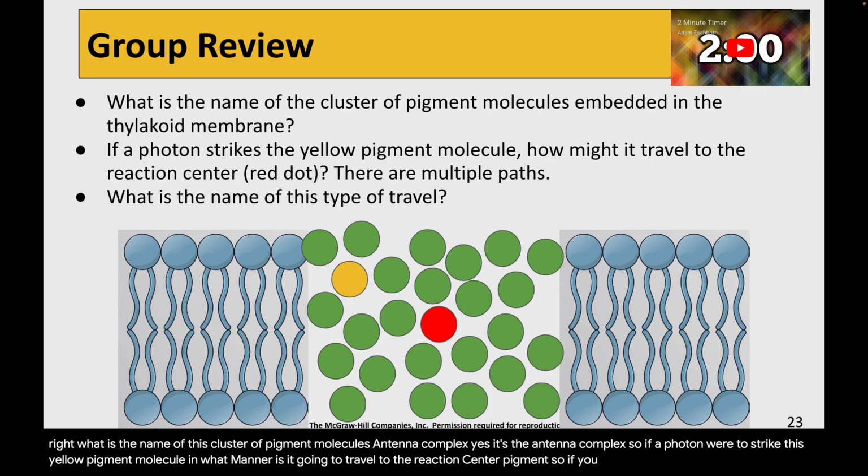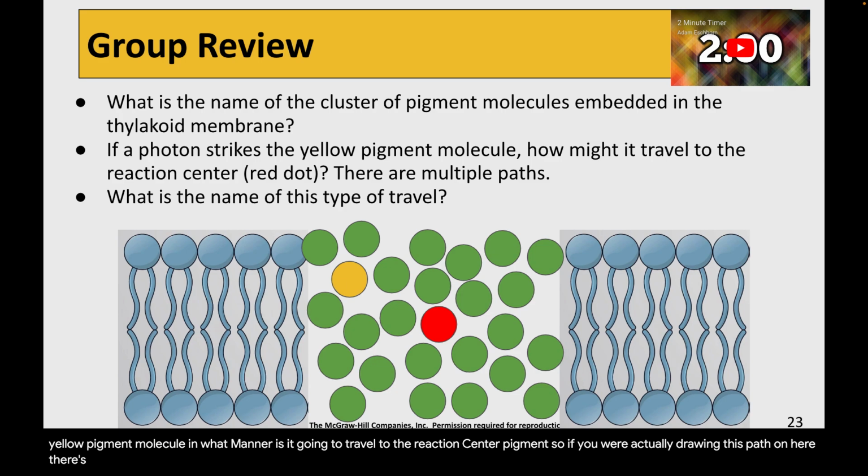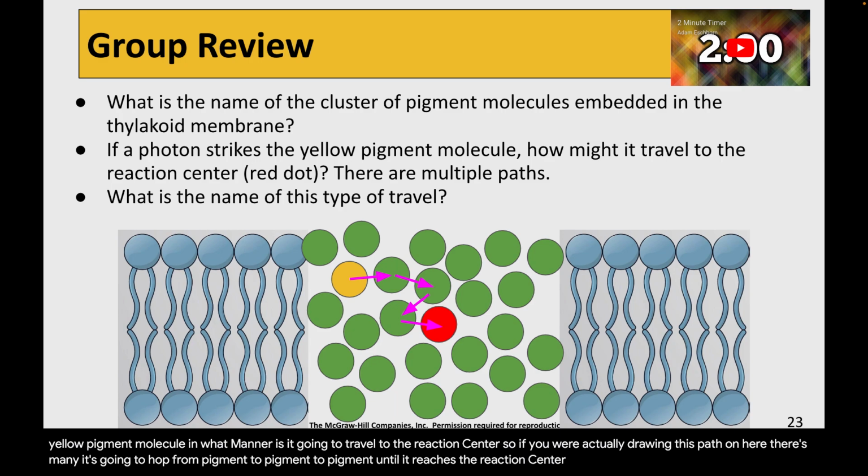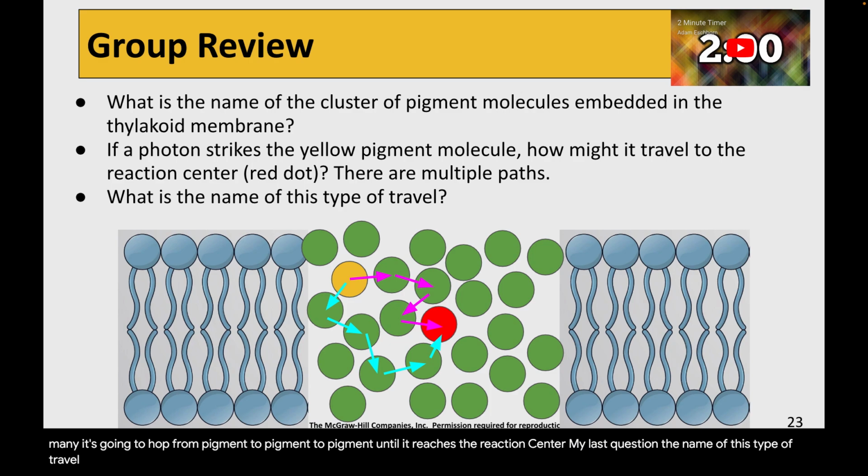So if you were actually drawing this path on here, there are many different ways you could draw it, right? It's going to hop from pigment to pigment to pigment until it reaches the reaction center. It doesn't have to take this path. It might take a different path. Would that be called resonance? Yes, my last question, the name of this type of travel: resonance energy transfer. This is what we call a resonance energy transfer when it bounces from pigment to pigment to pigment.